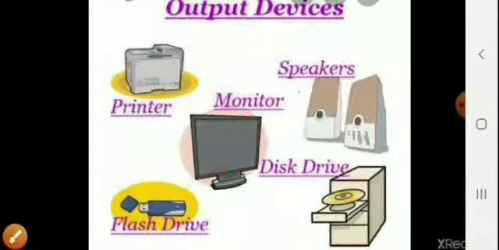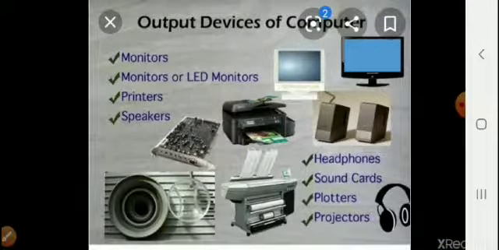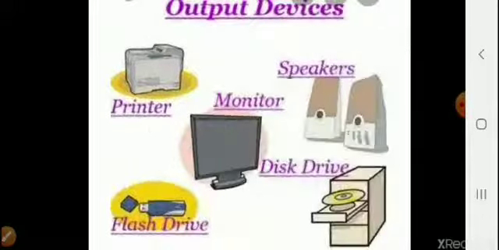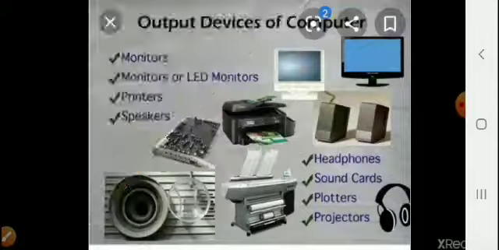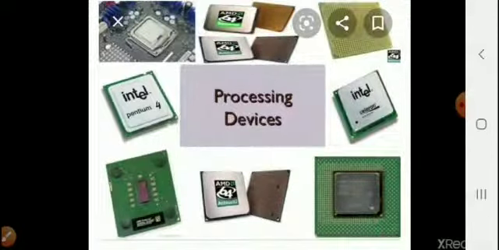So all these are the output devices. Some other output devices here we can see: printer, speaker, which we have already considered, then headphones, sound cards, plotter, projectors, etc. Then moving forward to our processing devices.